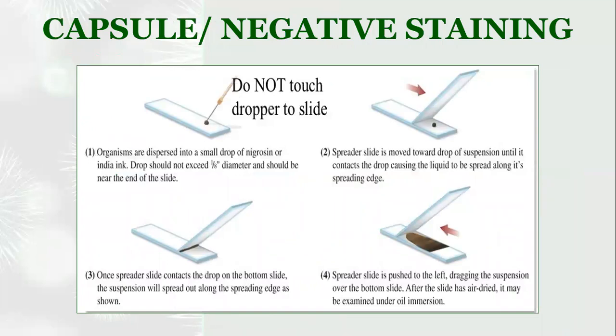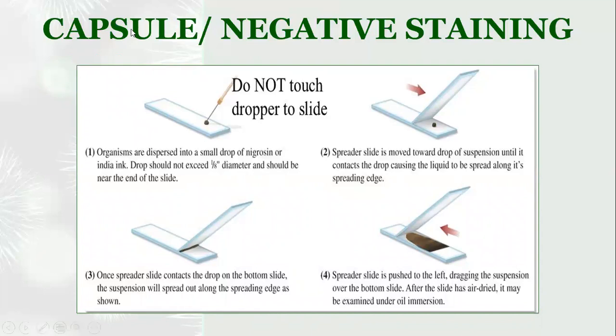Next, capsule staining, or negative staining. The capsule is a cell component which externally covers the cell, and this capsule cannot take up the dye. So to differentiate capsulated and non-capsulated cells, negative staining is used. Negative staining creates a dark background. In positive staining, the cell components are stained so that they appear in different colors.